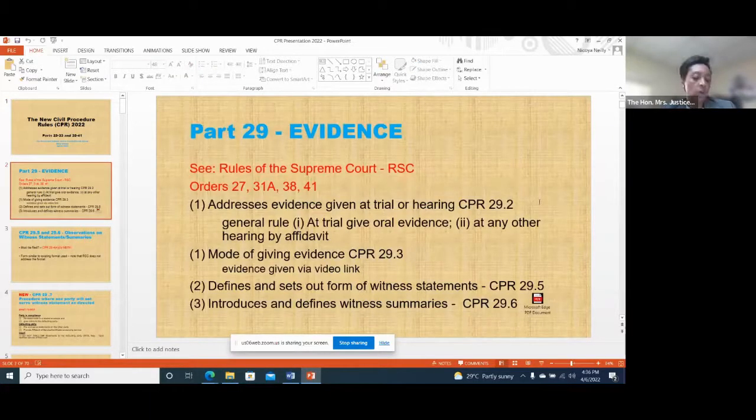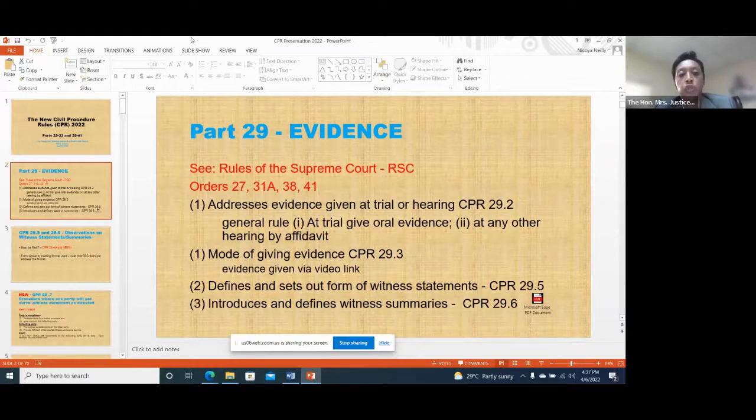Right. What we've sought to do by the PowerPoint is to highlight in red the RSC provisions that are similar to the provisions in the CPR. And so you will see at part 29, which is entitled Evidence, that orders 27, 31A, 38, and 41 of the RSC have some similarities to these provisions. Your handout will be more specific, so I didn't intend to address that here. You can refer to your handout for those areas and where they will fit in with the CPR.